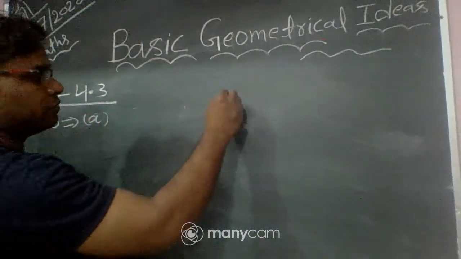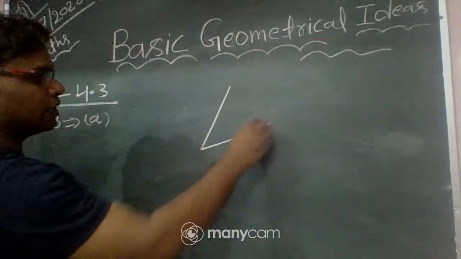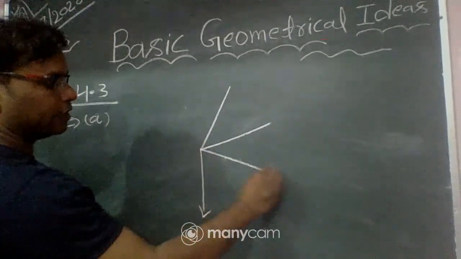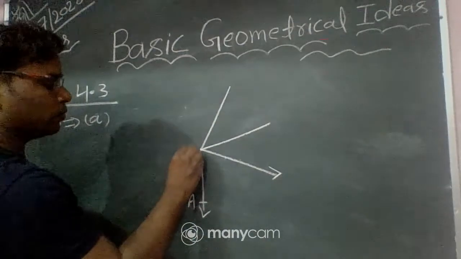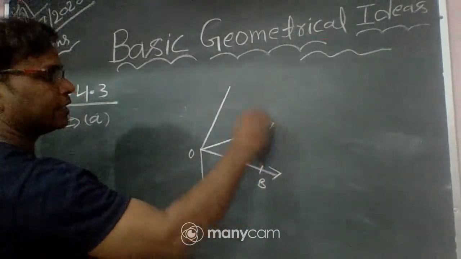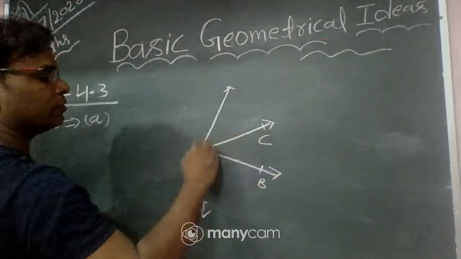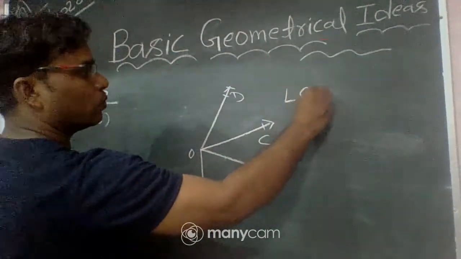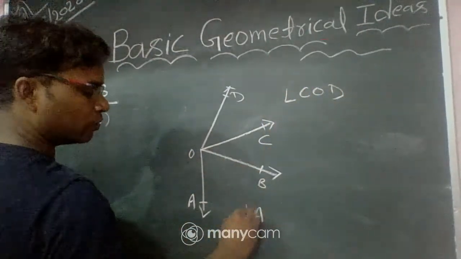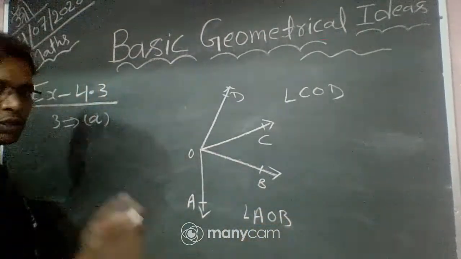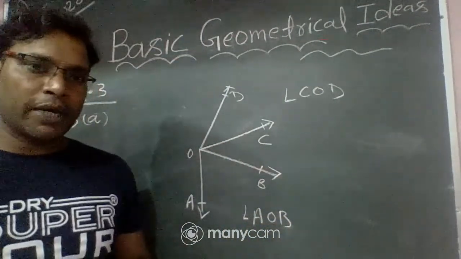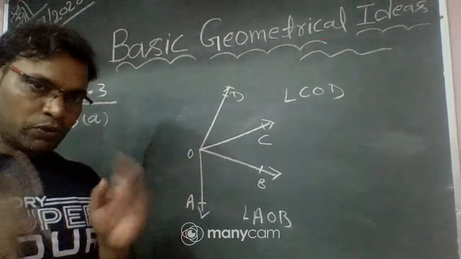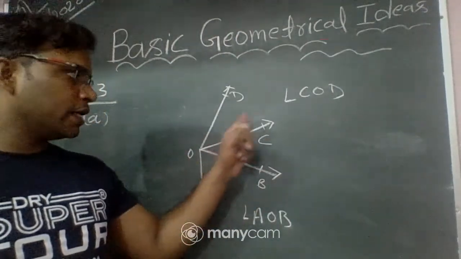So this is one angle and this is also a second angle. The name of this angle is AOB. The name of this angle is COD. You can see one point is common between them. What is the point? Common point O. O is the common point. So we draw two angles, angle AOB and angle COD.